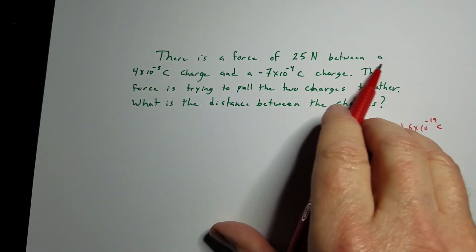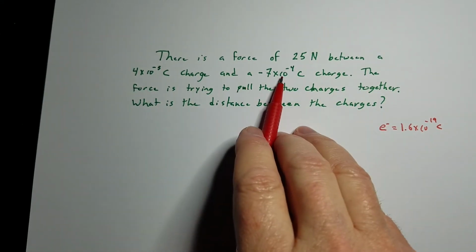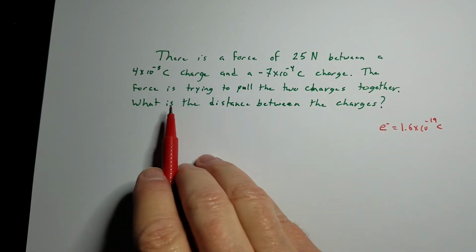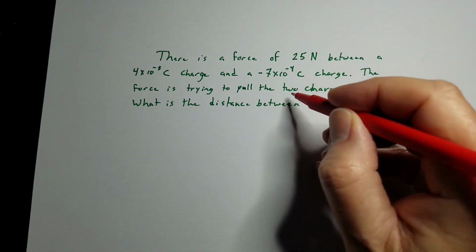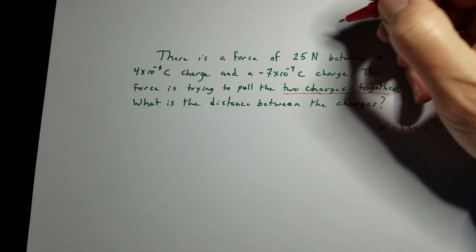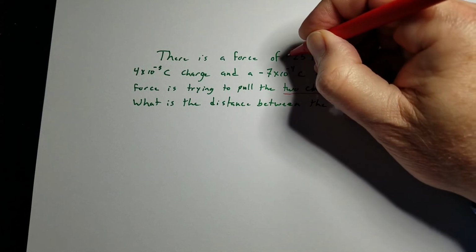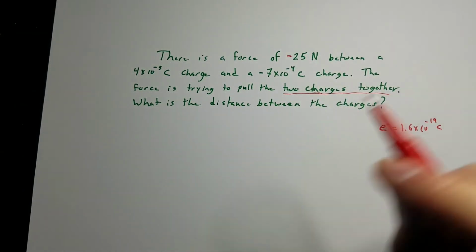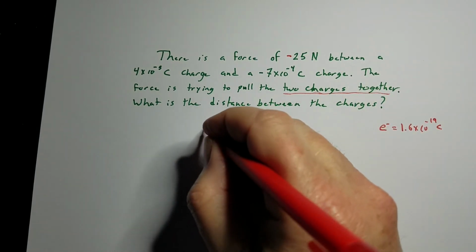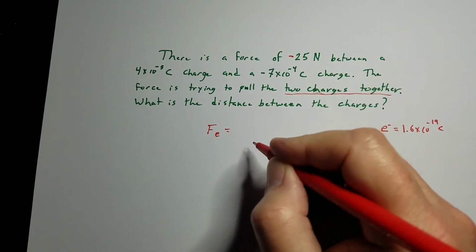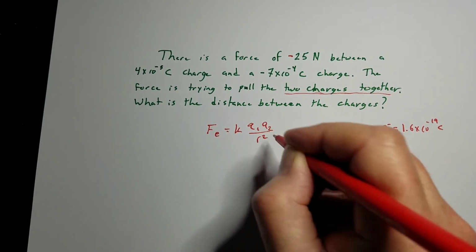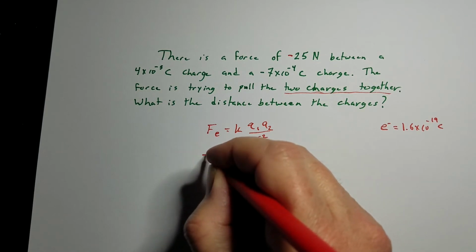But we got 25 newton force between this charge and that charge. The force is trying to pull things together. What's the distance between them? Now, that's actually kind of important that they're trying to pull things together, because that means that this electrical force is not just 25, it's actually negative 25. Because remember, if the electrical force is negative, they're attracting. So Fe equals kQ1Q2 over R squared, where the force is negative 25.